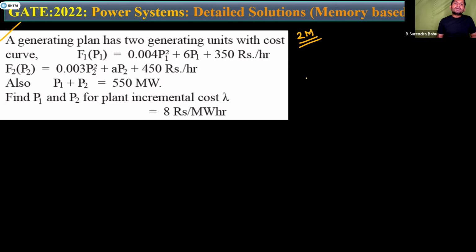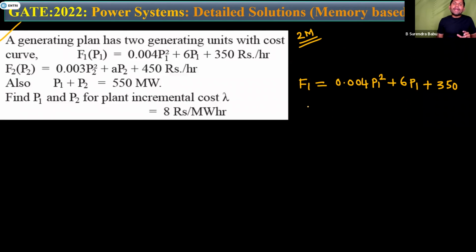What is the fuel cost of plant 1? F1 equals 0.004 P1 square plus 6 P1 plus 350. That is in rupees per hour. Fuel cost is in rupees per hour.